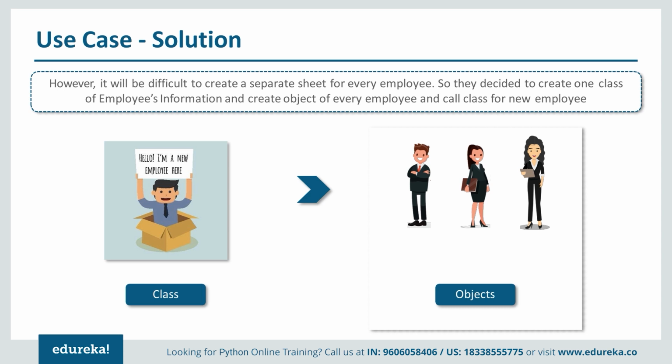So how will it be different to create a separate sheet for every employee? First of all, that was one case wherein we want to reuse the code from a weekly progress report for a monthly progress report. And secondly, we do not want to create a progress card for each and every employee separately. So we will create one class to hold employee information and create an object of that class for every employee whenever a new record has to be generated for any new employee.